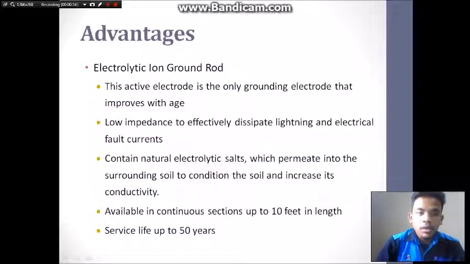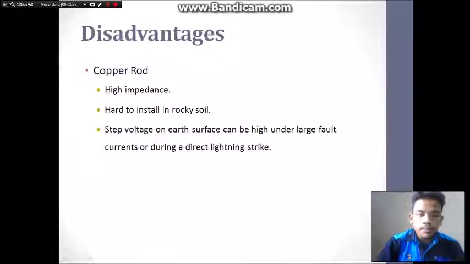Next, I would like to present the advantages of the electrolytic iron ground rod. This active electrode is the only grounding electrode that improves with age. Next advantage, low impedance to effectively dissipate lightning and electrical fault currents. Next, it contains natural electrolytic salts which permeate into the surrounding soil to condition the soil and increase its conductivity. Next advantage, available in continuous sections up to 10 feet in length. And last, service life up to 50 years.